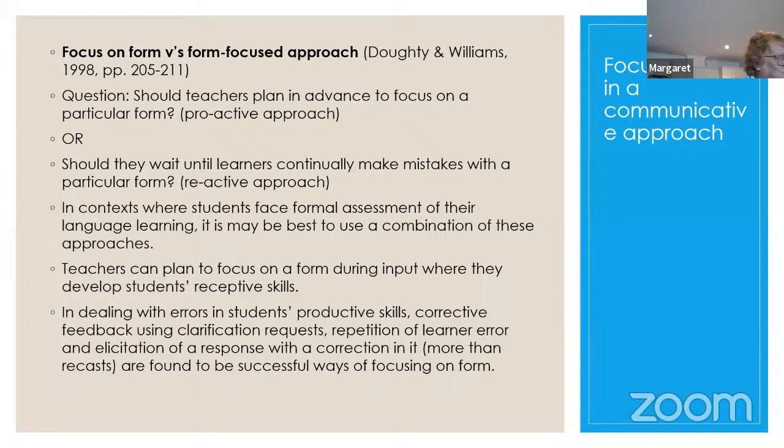I'll speed up soon. So there are different ways. Lister comes up with about six different forms of corrective feedback, but it appears that clarification requests, repetition of the learner's mistake, and elicitation of the response with a correction in it are the most successful ways of focusing on grammatical forms, grammatical items. Next slide, please.